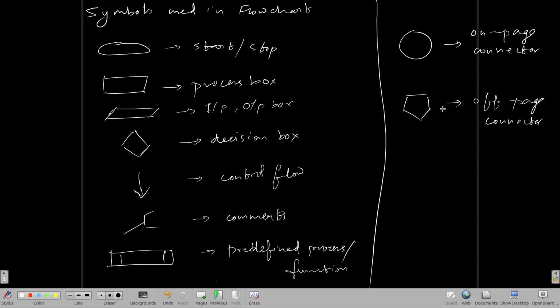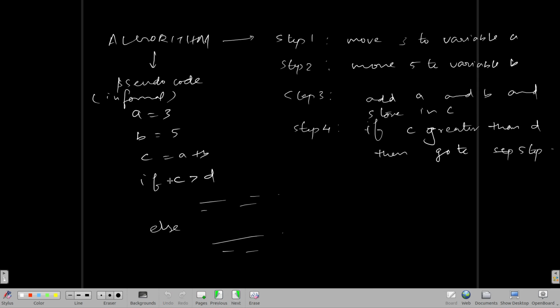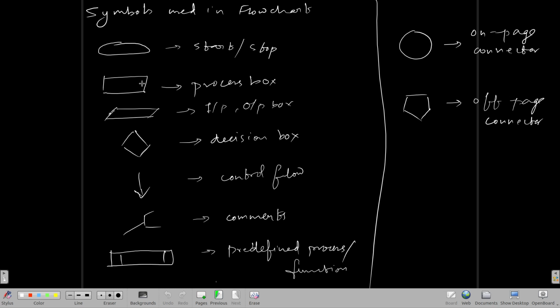Okay, so let this sink in. We have start and stop, that is at the beginning and end of each flow chart we'll write start and stop to indicate the beginning and ending of a flow chart. Then process box, for example here we wrote c equal to a plus b, right? So that is the process that is denoted using a process box. Then input, if you are reading or writing something from or to the user.